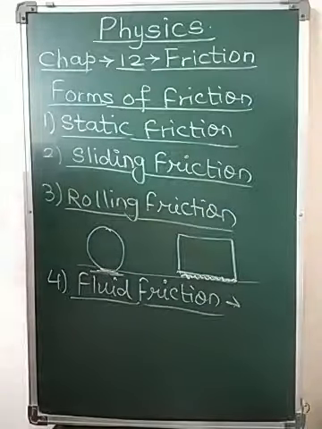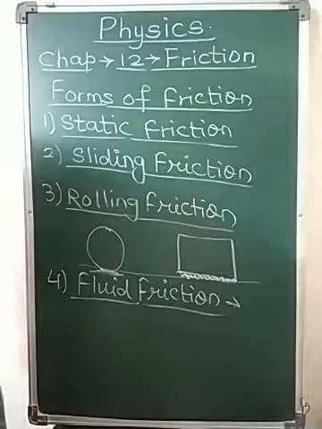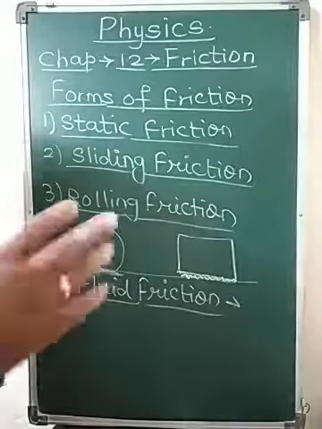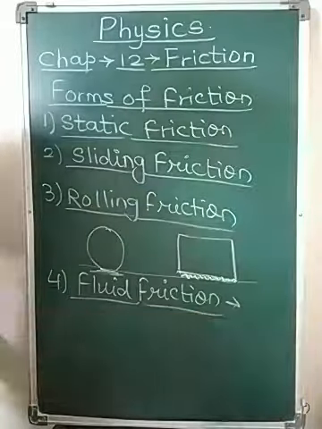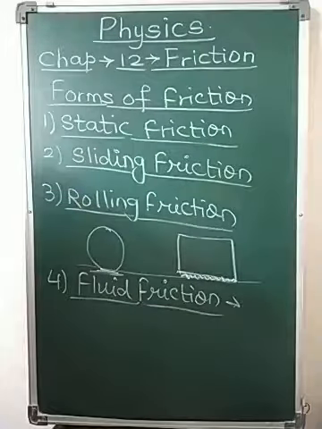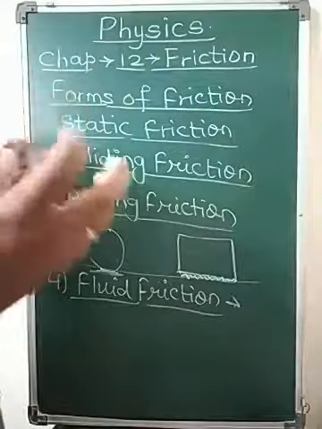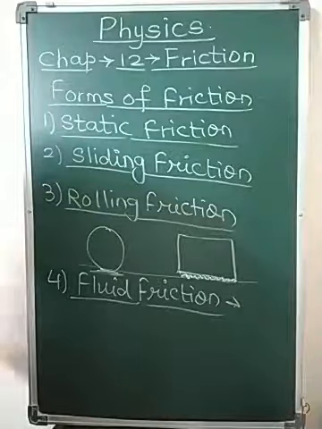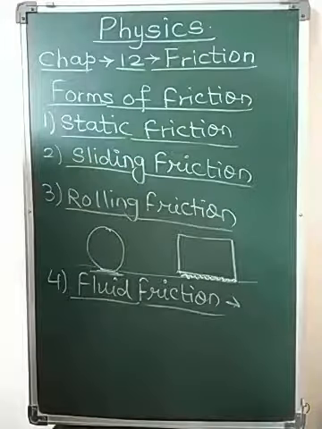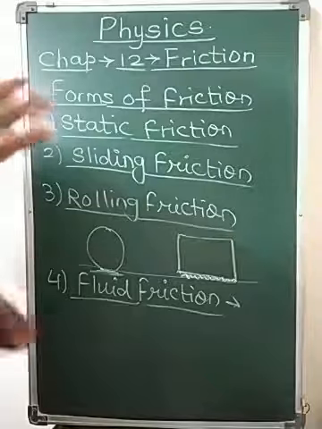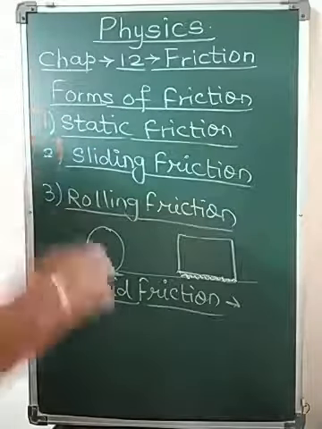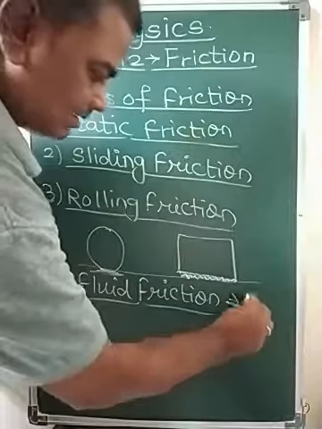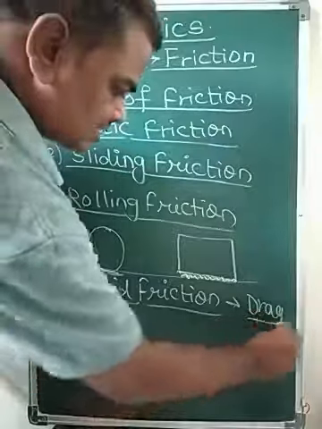So, whenever an object is moving in air or in a gas, or the object is moving in a liquid like water, at that time fluid friction is generated, because again the surface is here, the friction is between the water and the object. And when an object is traveling in the air like an aeroplane, there is still friction between the air and the aeroplane. Fluid friction is also called drag.